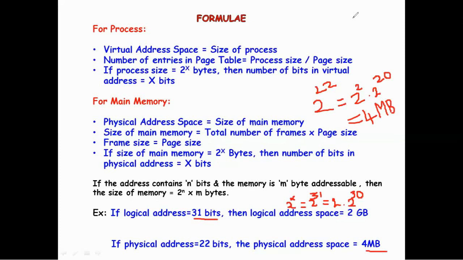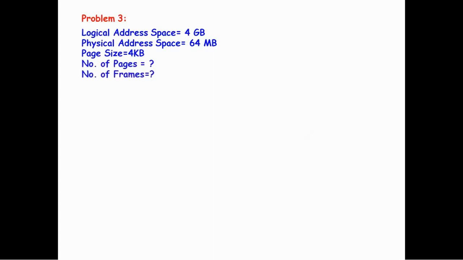Using this formula, let us see how to solve problems that come under paging. In this problem, logical address space is given as 4 GB, physical address space is given as 64 MB, the page size is given as 4 KB. We need to find the number of pages, number of frames. Here, logical address space, in short I have represented as LAS. Logical address space is given as 4 GB. 4 can be represented as 2 power 2 into 1 GB can be represented as 2 power 30. So after simplification, we can write this as 2 power 32.